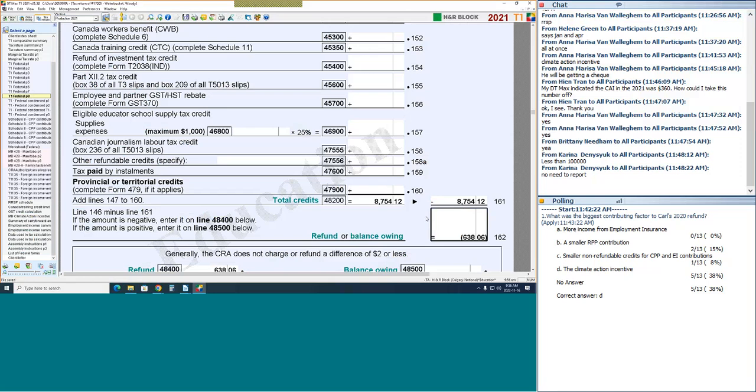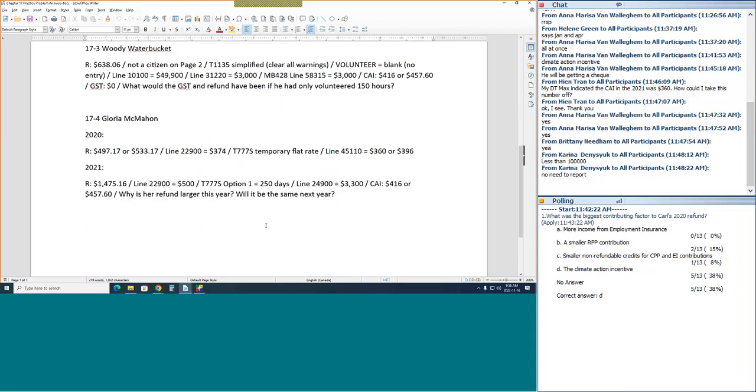All right, any questions about this one? We've got one more to do, and then we will take a break. So let's do Gloria. Again, we're doing 2 years for Gloria, and I've asked you some questions. So as I'm going through these 2 years, I want you to be thinking about why is her refund larger, and what will next year look like?